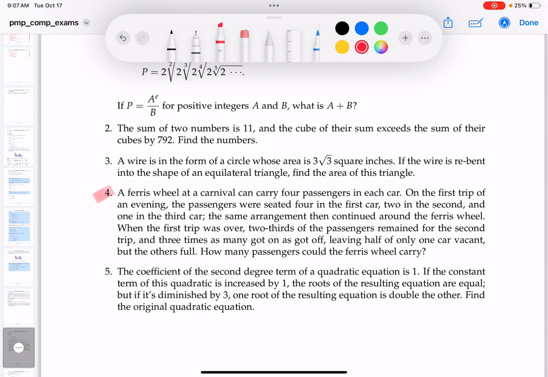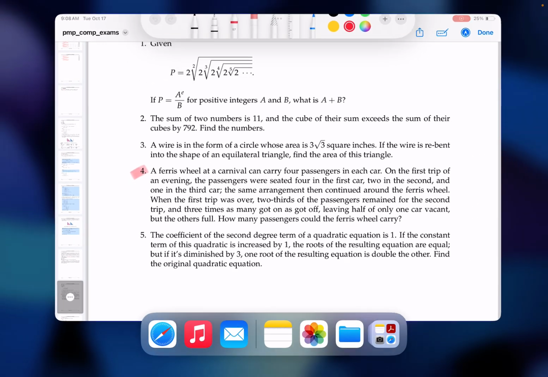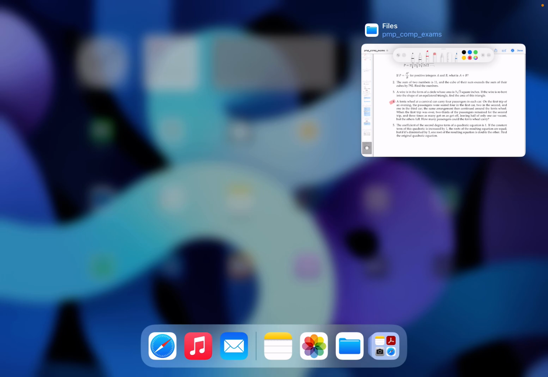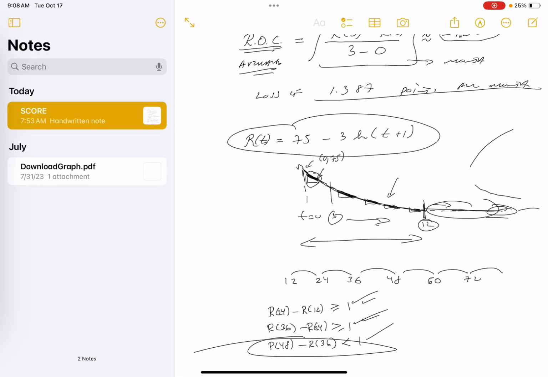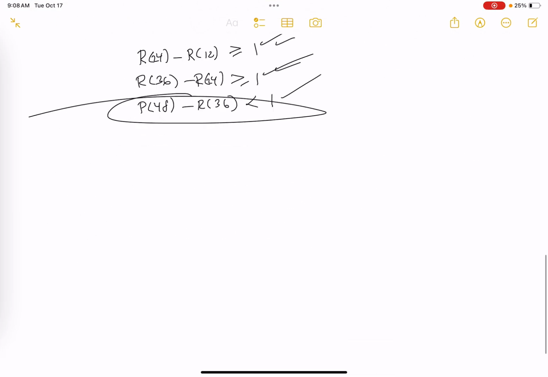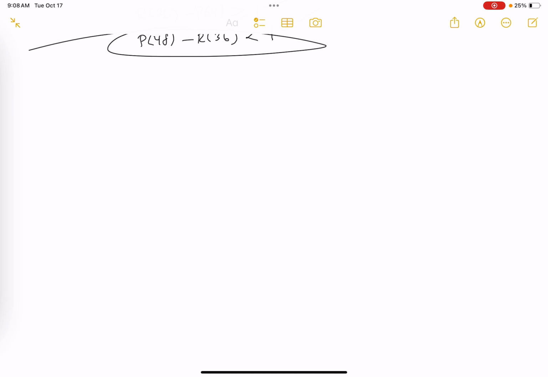It says, when the first trip is over, 2/3 of passengers remained for the second trip, and 3 times as many got on. Wow, that's a really long thing. So I'm going to start thinking through the problem. I'm going to go to the whiteboard to do that, and let me open a whiteboard up and expand it out. You can read as many times as you like, by the way.